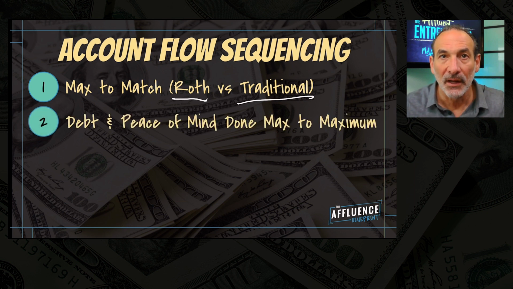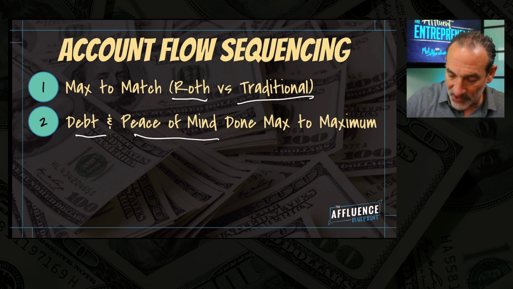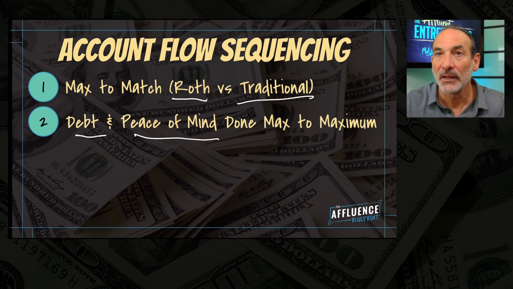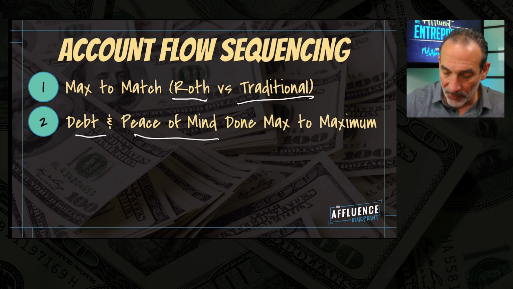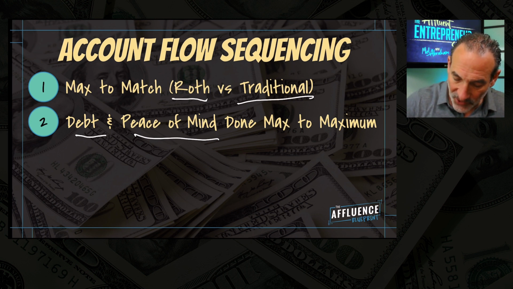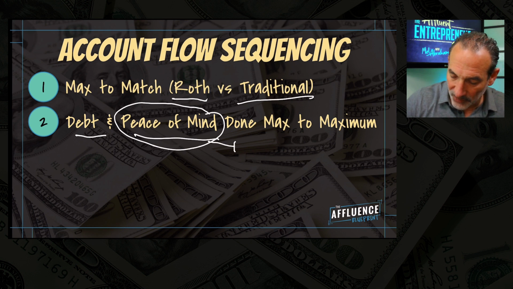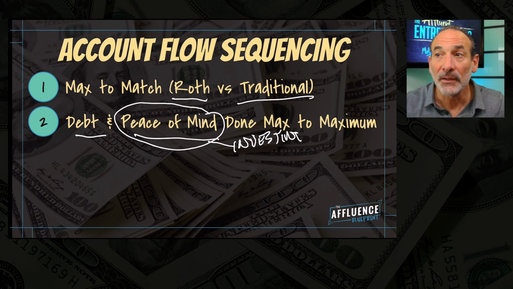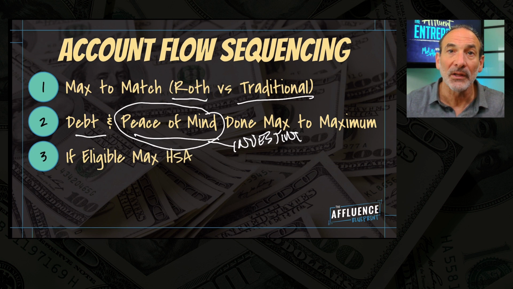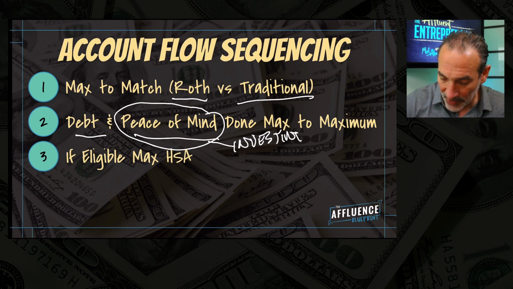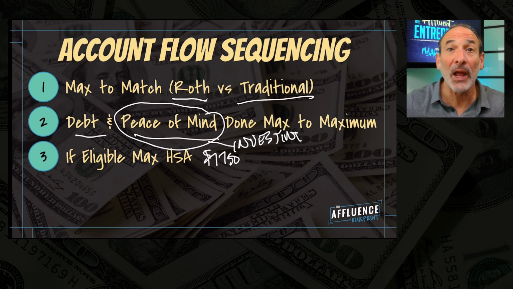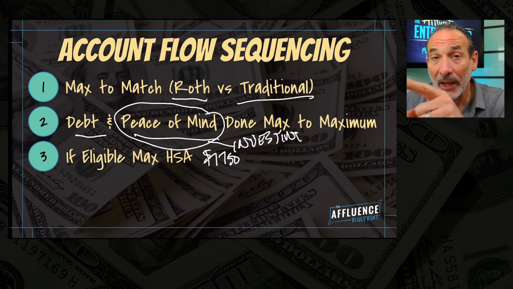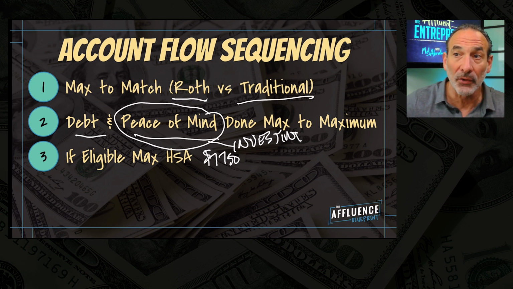Second, I want it to go towards paying your debt and your peace of mind fund. Okay. Once I know that my peace of mind fund is completed, then I can go to investing, even if I'm still working on the debt. Number 3, if you're eligible, max out the HSA. Remember, married right now is $77.50. But you want to leave it in there and pay your medical expenses outside of it, invest the money, let it grow tax-free.